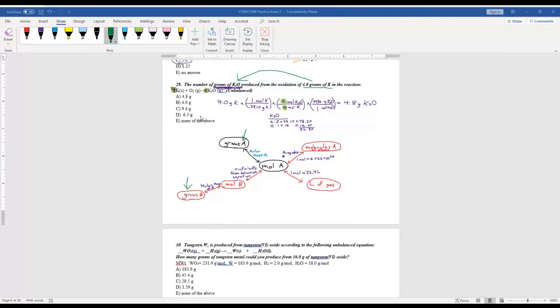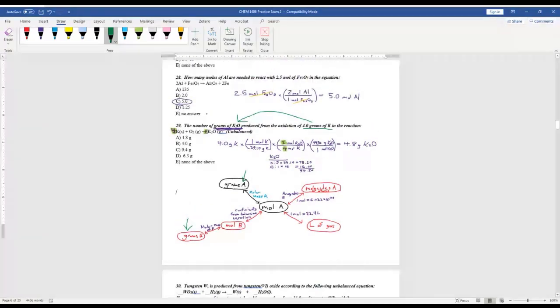Very good. And interestingly enough, in the previous problem, I was just going from moles of Fe2O3 to moles of aluminum. In that case, it was just a mole to mole conversion. I was just converting moles of one thing to moles of another. And so it was a simple one-step conversion. I just had to do that.